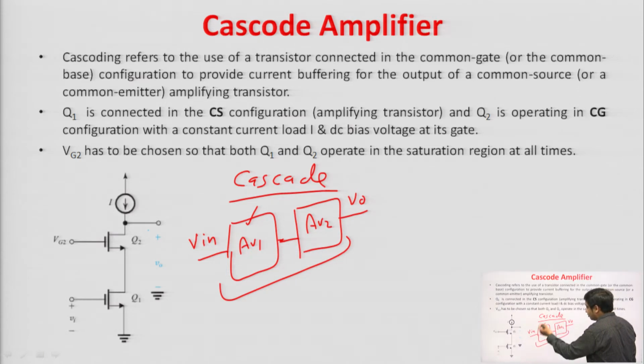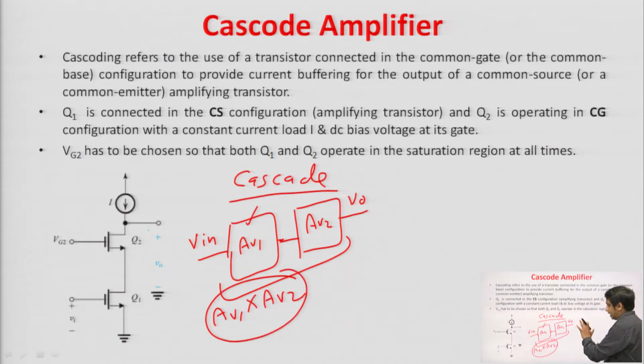And the gain of this overall structure is the multiplication of the voltage gain of the individual stages. So, in cascade, we do the cascading of the amplifier stages to increase the gain. This is about the cascade. This is called multi-stage amplifier, fine.